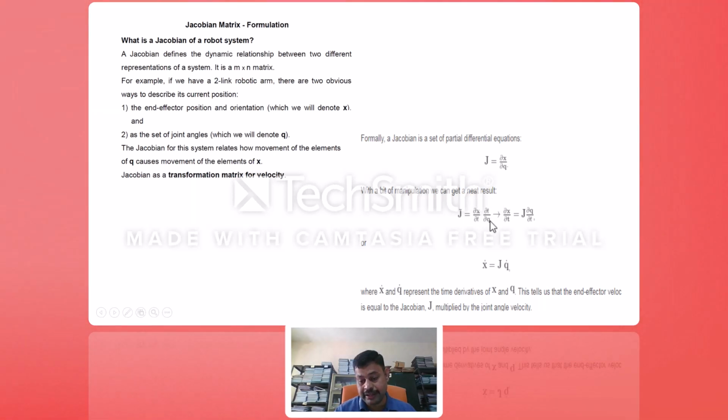Dx dq, leave it. You add delta t and delta t, so both will get cancelled. Again you will get it. So finally dx by dt and dq by dt, right? Finally, you will get it like this: x dot equals J into q dot. So dq by dt is q dot, and this J is a constant, it is already available. Okay. So now here x dot and q dot represent the time derivatives of x and q.